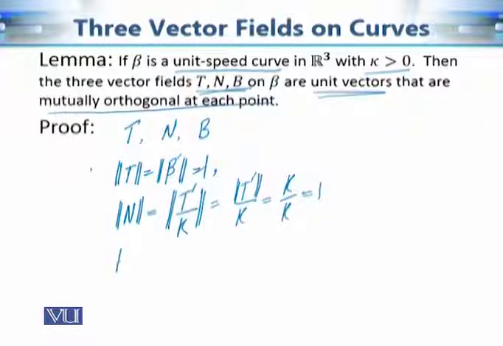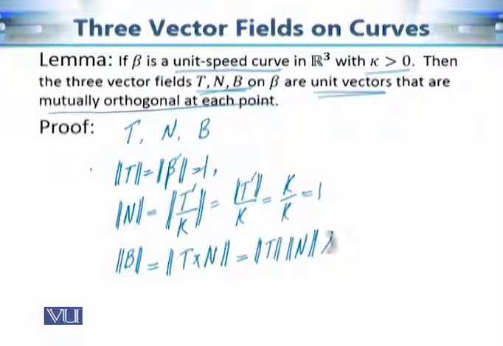Now what about B, the binormal vector? Remember, don't confuse this beta and B. This is B, the binormal vector field, which is equal to T cross N. By the definition of the cross product, and the fact that the angle between T and N is 90 degrees, this is equal to the norm of T, times the norm of N, times the sine of the angle between them, which is 90 degrees. The norm of T is 1 and the norm of N is 1, and hence this is equal to 1.